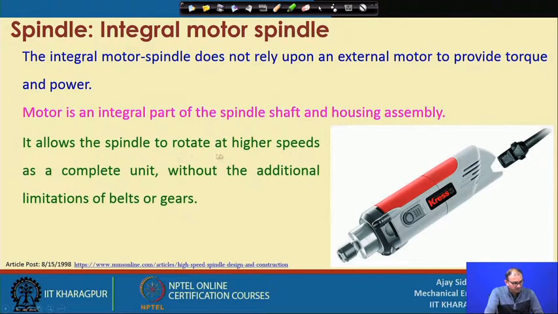It allows the spindle to rotate at high speed as a complete unit without the additional limitation of the belt and gear. So, that is one of the advantages which we are extracting out of this integral motor, so that our requirement of a very high speed is fulfilled by the integral motor spindle.